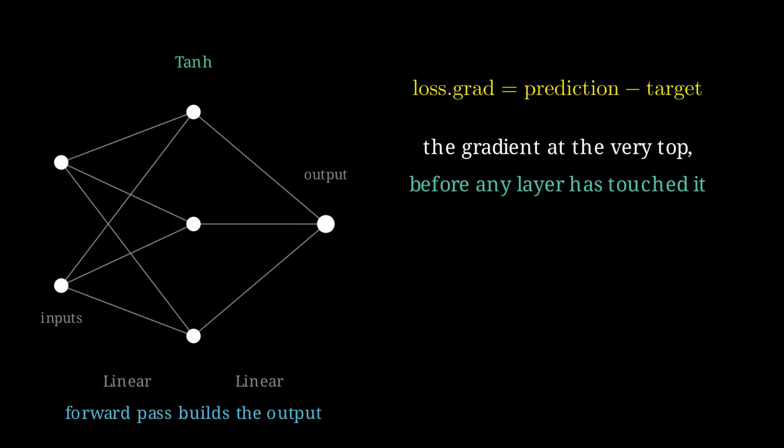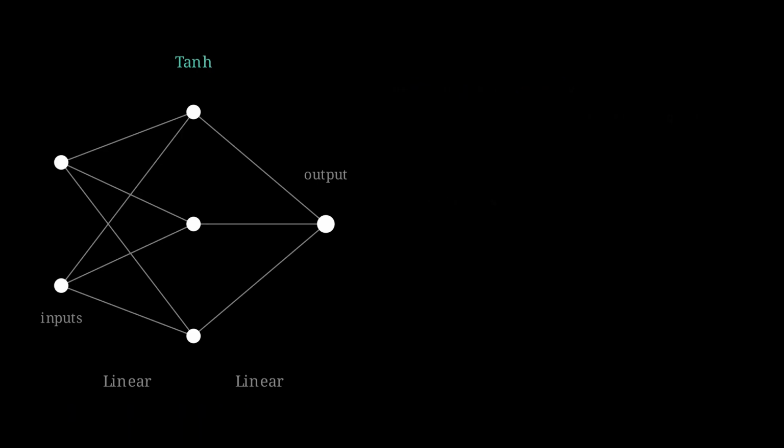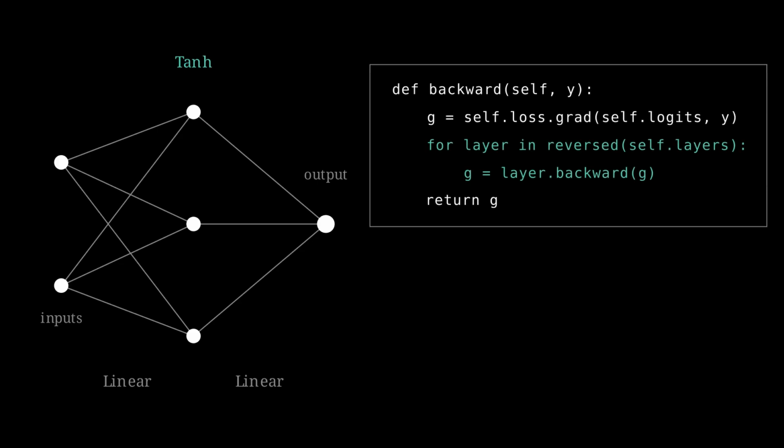Everything that follows is just that vector, being handed down the stack and reshaped by each layer it passes through. Is the reverse order the whole secret? Just run the layers backwards. That is genuinely most of it. From that seed, the network's backward pass is 5 lines, and it reads like the relay we described.